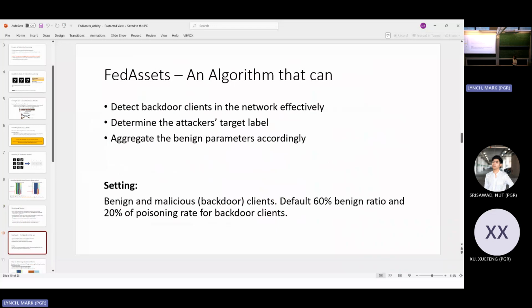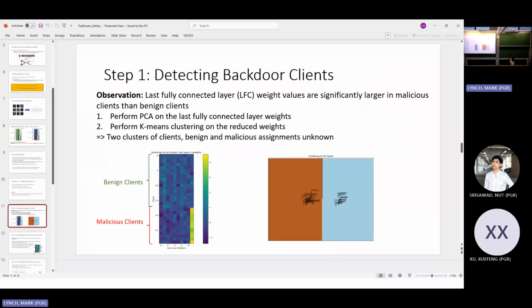Basically, we're changing the threat in the malicious clients into some assets to learning. So what we do is we first detect the backdoor clients in the network, then we try to determine the attacker's real target label, and afterwards we aggregate the benign parameters accordingly. By benign parameters, I mean all the parameters from the benign clients, and also the clean parameters from the malicious clients.